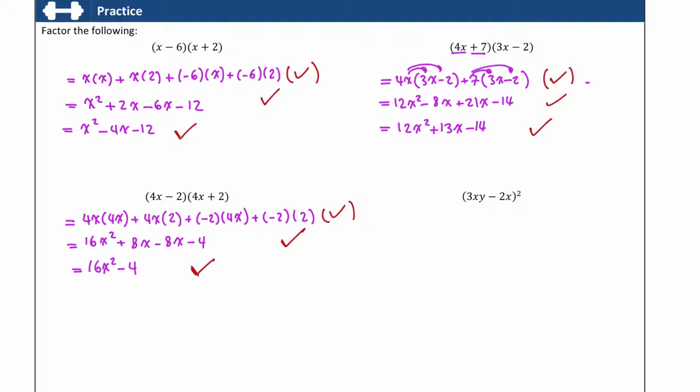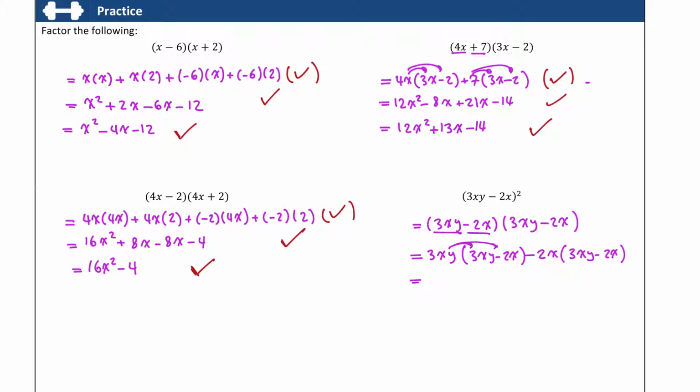The next example here is the same as saying 3xy minus 2x multiplied by itself, because it's squared. So, using my method, 3xy multiplied by brackets 3xy minus 2x, and then minus 2x multiplied by bracket 3xy minus 2x.